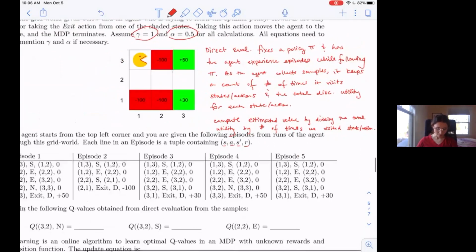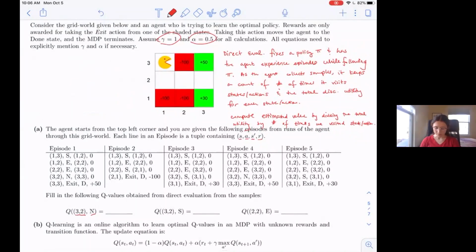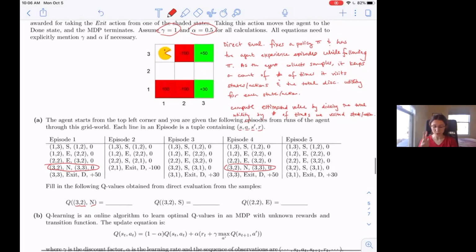So what does that mean for our problem here? Well, we're trying to use direct evaluation to obtain the Q value of the state 3-2 and taking the action north. How can we do this? Well, we can first look through all of our episodes, and we want to figure out the number of times that we ever saw 3-2 and north. So 3-2 and north shows up here, and then 3-2 and north shows up here in these two episodes. So we already know that we're going to be dividing by 2 because we visited 3-2 north 2 times.